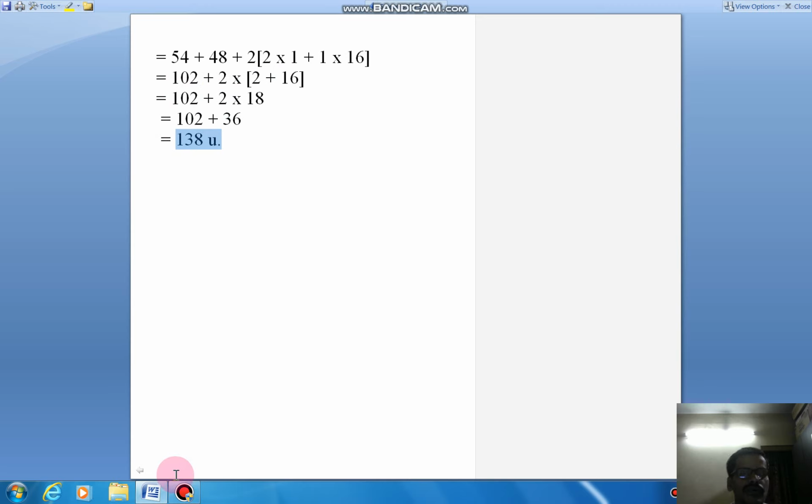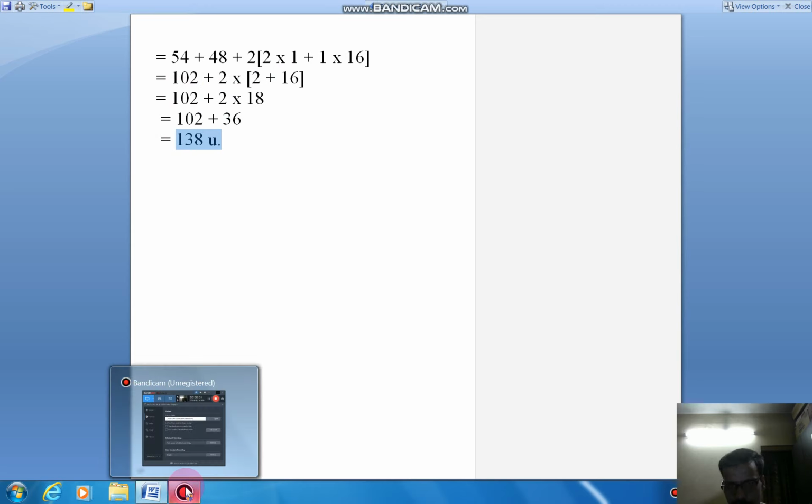So in this way we can calculate the molecular mass of chemical substances or compounds. Thank you.